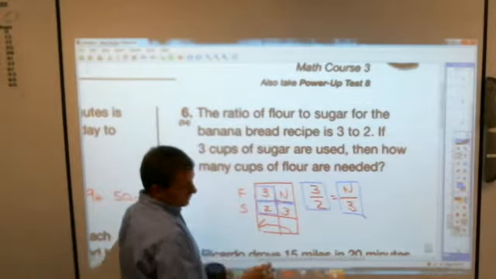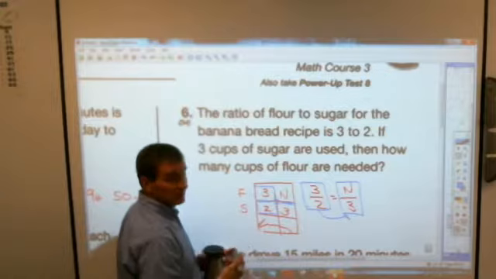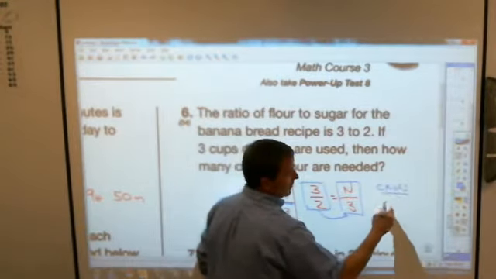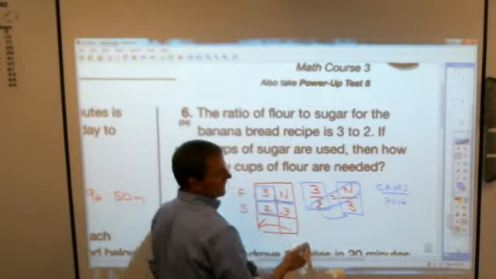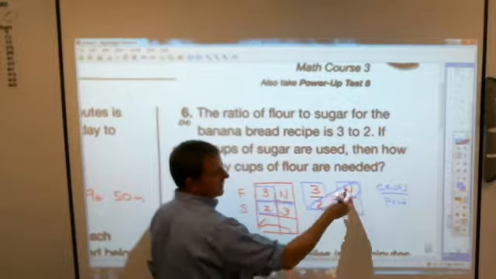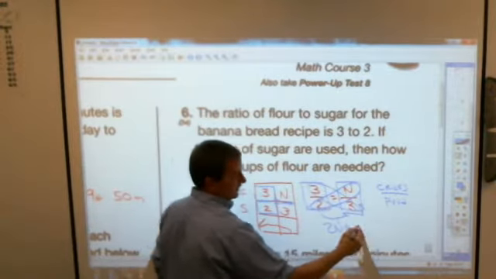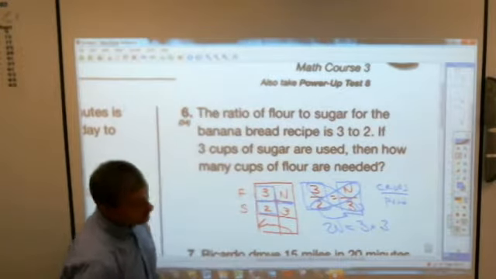Now back in the day, we would do it like this. Well, 2 times what is 3, but it doesn't go in there evenly. So when it doesn't go in there evenly, you have to use cross products. What cross products tells you is that when you multiply the 2 diagonals, they have to be equal. 2 times this number has to equal 3 times 3. And now you've got a nice little equation that you can solve.